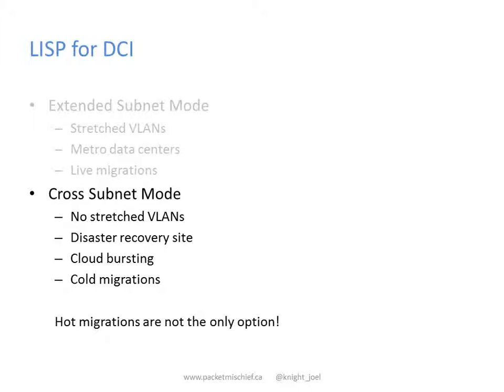The user doesn't see anything. They don't have to change how they're working or how they're accessing the application. The network is made intelligent and is made aware about the location of that application and is able to intelligently connect the user to that app.